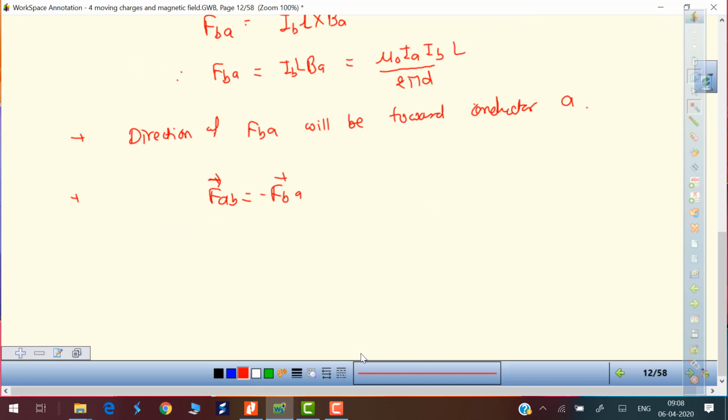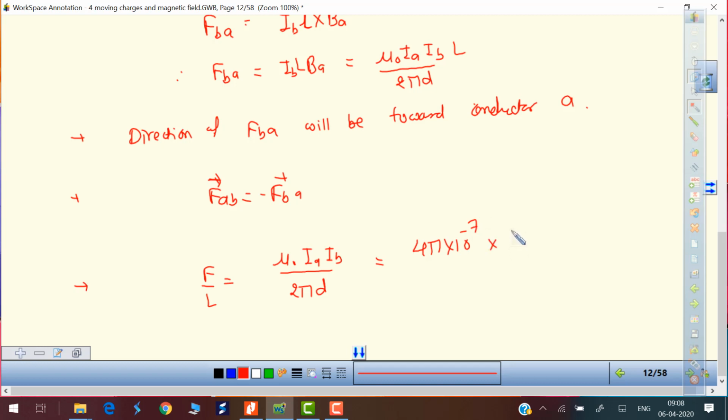So this formula is used for the definition of ampere. So force per unit length, just I write force per unit length, how much? Mu 0 IA IB upon 2 pi d.